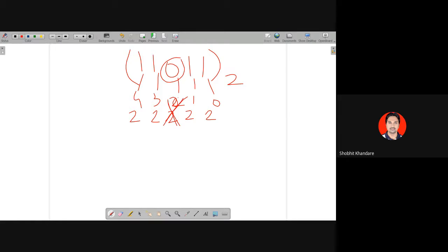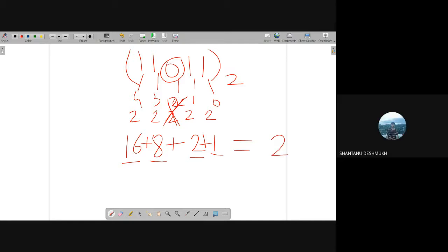So 2 to the power of 0 will give you 1. 2 to the power of 1 will give you 2. 2 to the power of 3 will give you 8. And 2 to the power of 4 will give you 16. So 1, 2, 8, 16. And when you do the addition of this, tell me the answer. 27. Yes, 27.